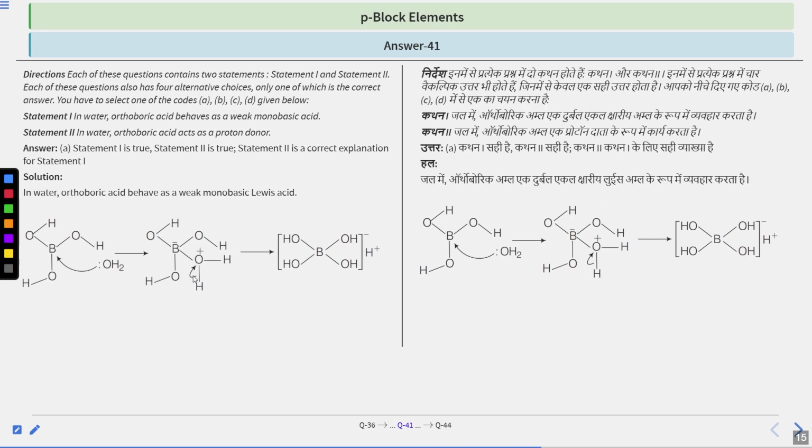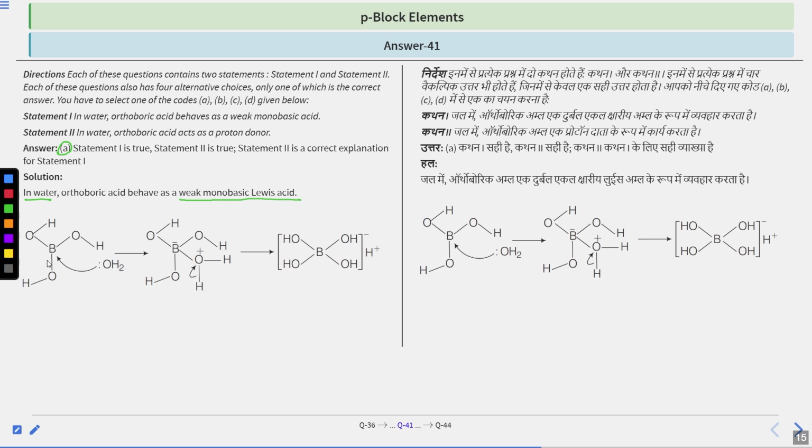Okay, let's see. So the correct answer is option A, that is statement 1 is true, statement 2 is true, and statement 2 is the correct explanation for statement 1. In water, orthoboric acid behaves as a weak monobasic Lewis acid. Okay, and a Lewis acid is one which can donate protons. You can see here we have orthoboric acid, B(OH)3, right?